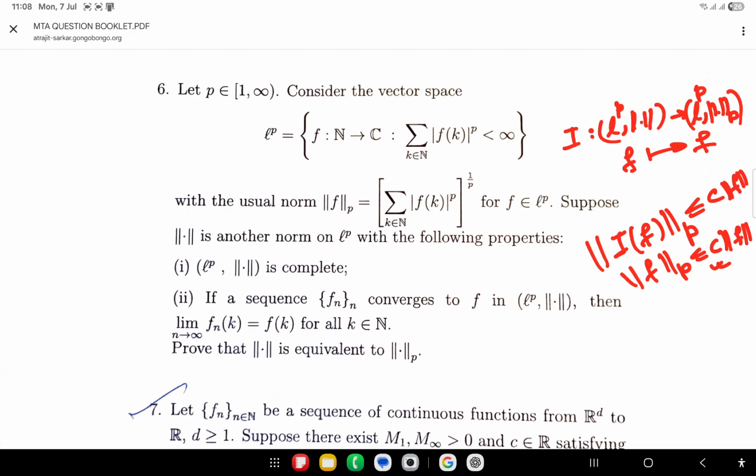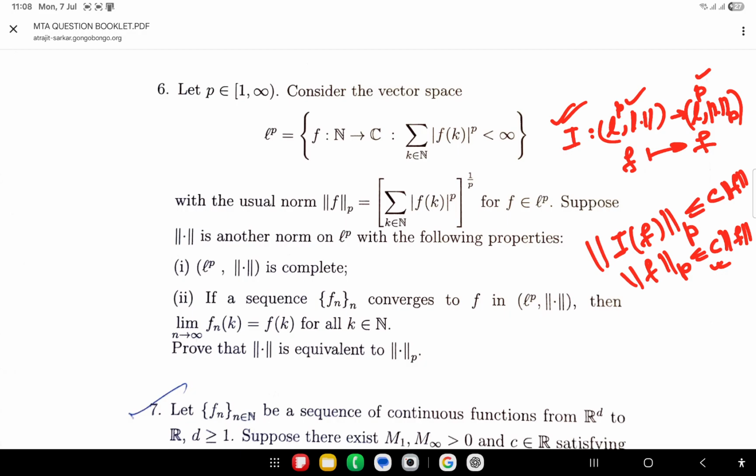Now we have to prove that I is continuous. Because these two are Banach, its inverse will then also be continuous, and we are done: these two are equivalent. So in the end we will use the bounded inverse theorem, but first we have to prove I is continuous to meet the bounded inverse theorem criteria. But how to prove I is continuous? To prove I is continuous, we have to use another theorem called the closed graph theorem.